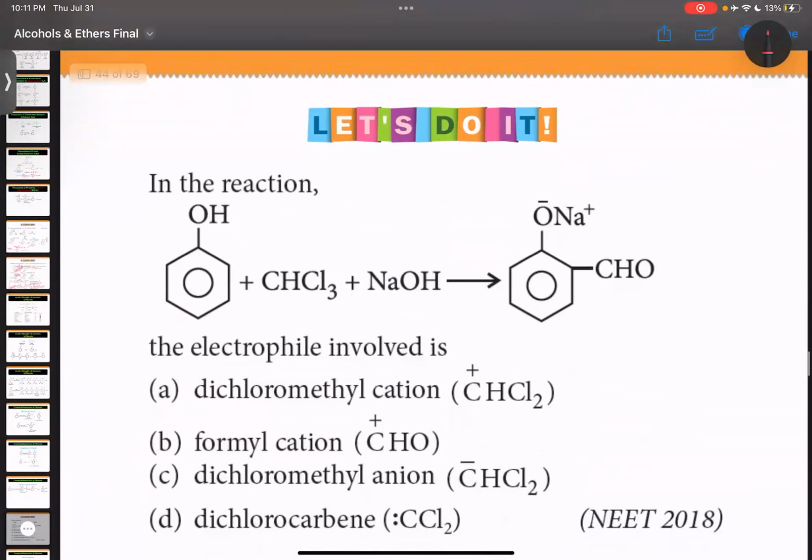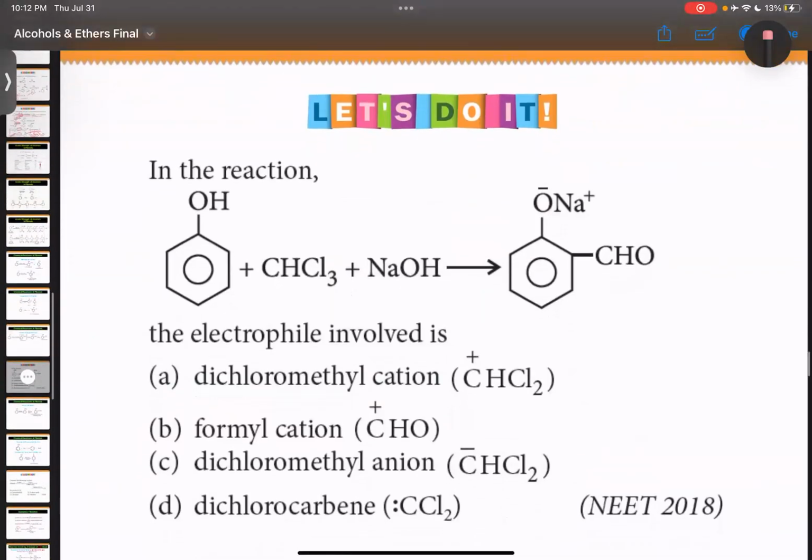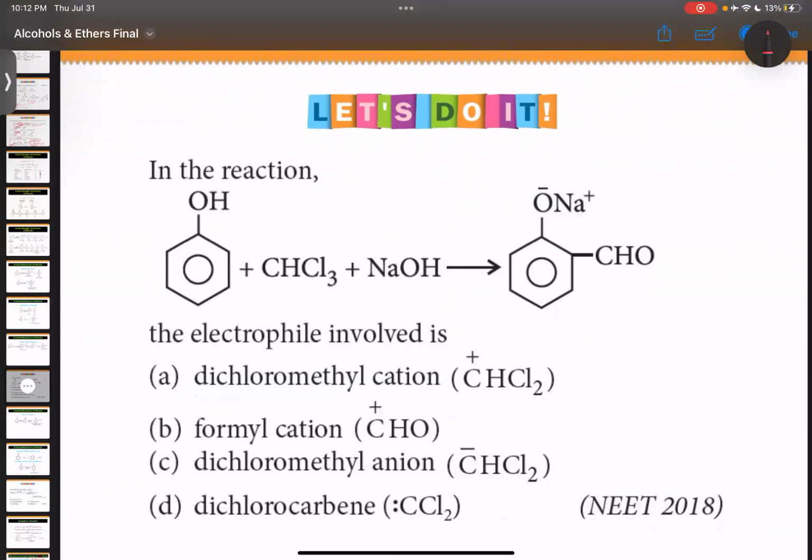So let's do some PYQs. Got it? So you can tell me what will be the answer to this? What is the name of this reaction, if you can recall? Is this acetylation? No, that was formation of salt, COCH3. Here we are making what? Salicylic acid here.